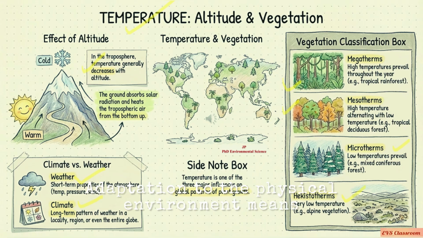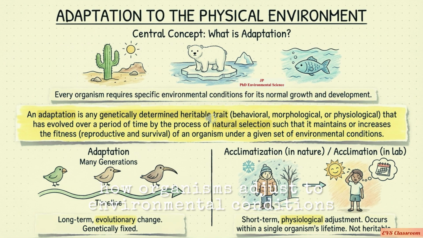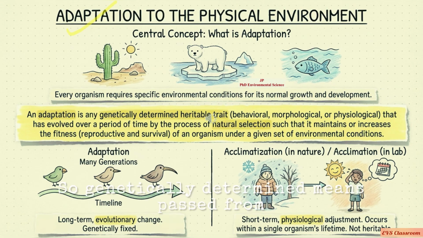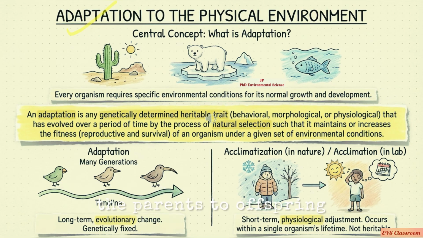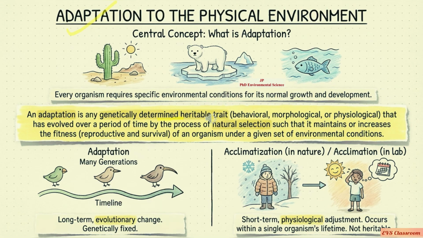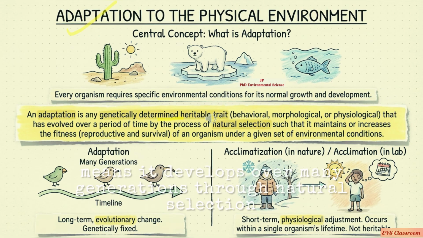Okay, adaptation to the physical environment means how organisms adjust to environmental conditions in order to survive. Adaptation is a genetically determined trait that improves the ability of an organism to survive and reproduce in a particular environment. Genetically determined means passed from the parents to offspring. Improves survival means helps organisms live longer. Improves reproduction means helps organisms produce offspring. So adaptation is a long-term evolutionary process, meaning it developed over many generations through natural selection.